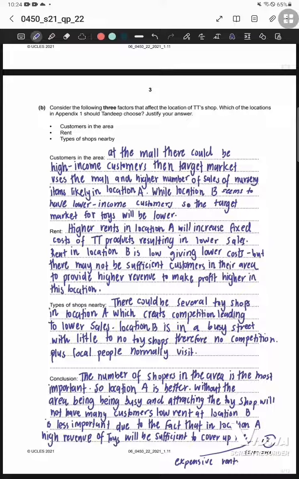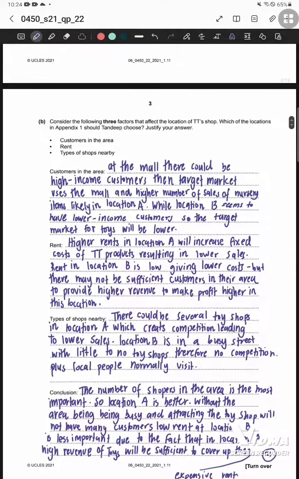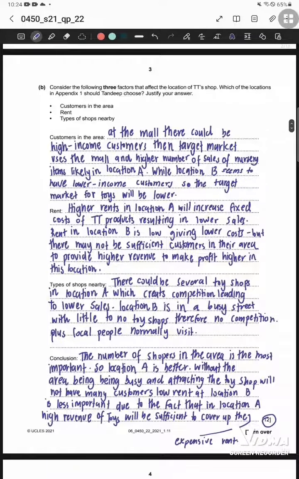Well, it says here it depends, as long as you have sufficient points for each one.